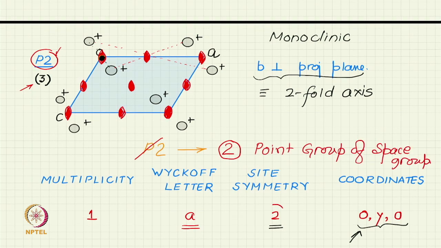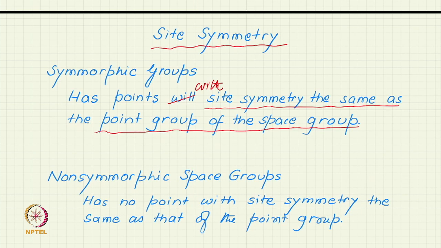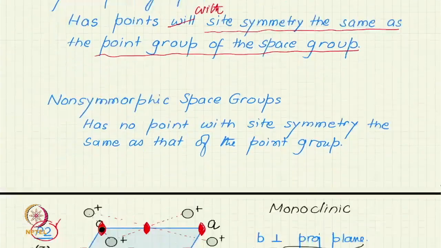And you can see that the site symmetry of this location, Wyckoff location 1A, generally Wyckoff locations are named by combining the multiplicity and the Wyckoff letter. So, I will call this site 1A. Site 1A has site symmetry 2, the space group also had the point group symmetry 2. So, this is what I meant when I said that it has points with site symmetry the same as the point group of the space group.